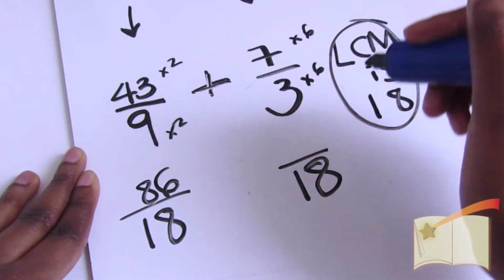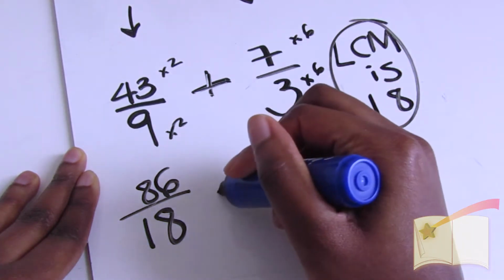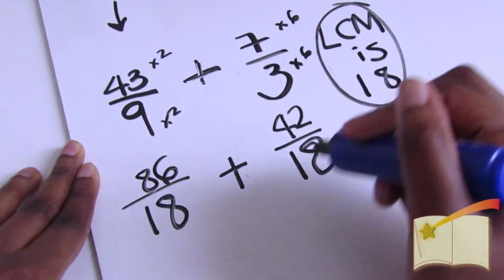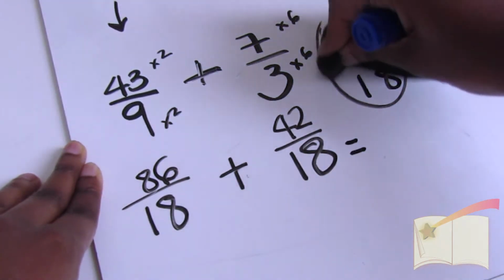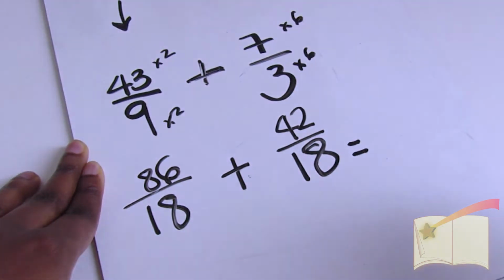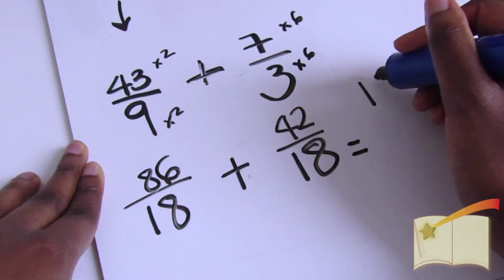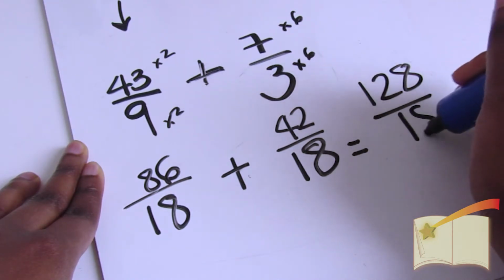The next step is to look at the second fraction. To get from 3 to 18, you multiply by 6. What you do to the denominator, you also need to do to the numerator. Therefore, 7 times 6 is 42. Now that both your denominators are the same, you can add your numerators. So 86 plus 42 gives you 128 over 18.